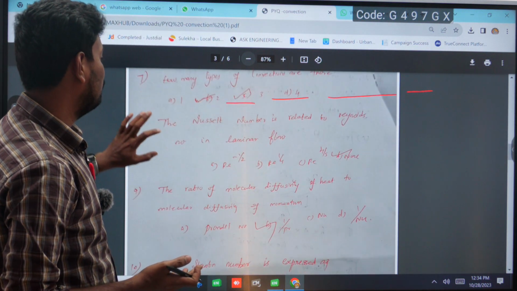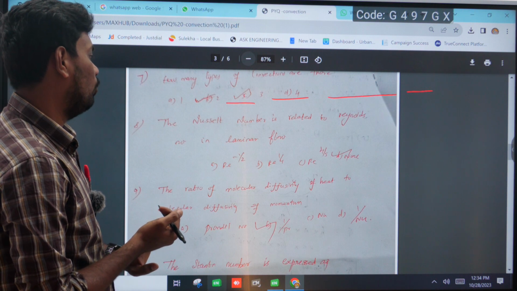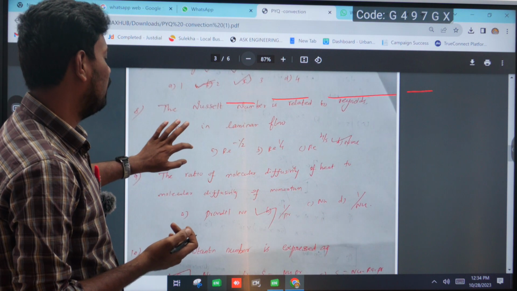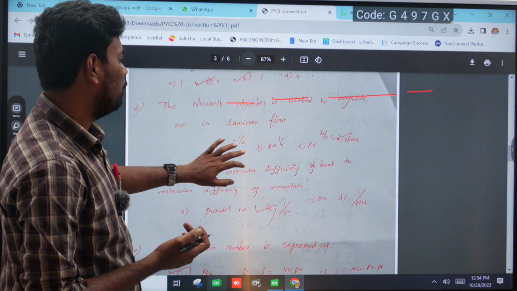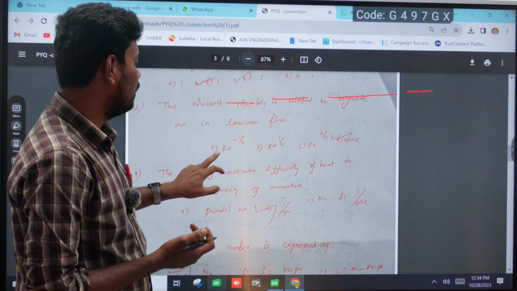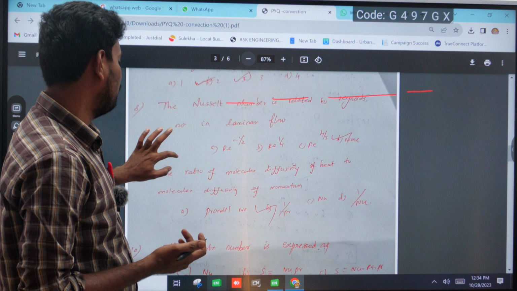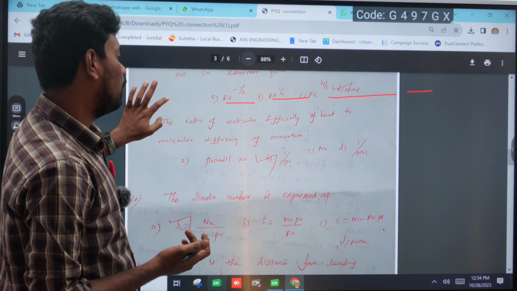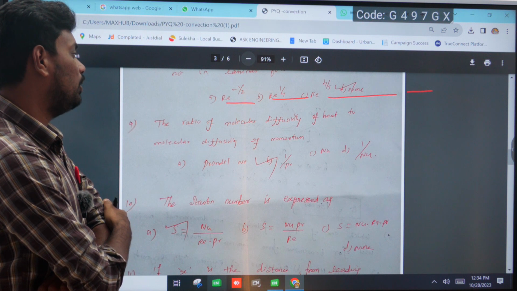Next, the Nusselt number is related to Reynolds number in laminar flow. So this equation we have already seen. In that equation we have seen that Reynolds number to the power 0.8 is there, but it is not given, so the answer is none. That equation I have given in the lecture videos. The ratio of molecular diffusivity of heat to the molecular diffusivity of momentum is what?